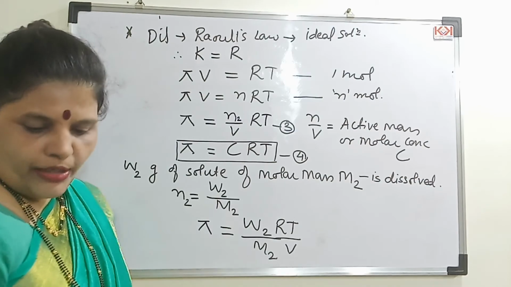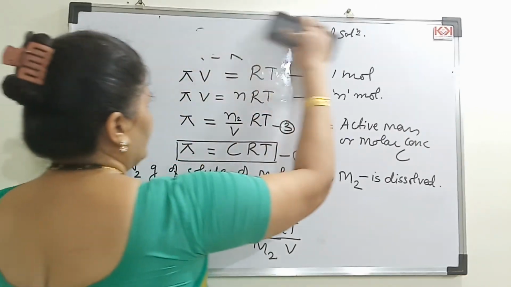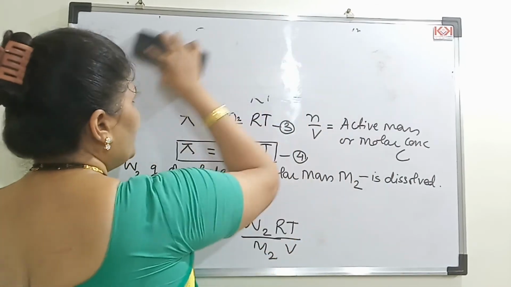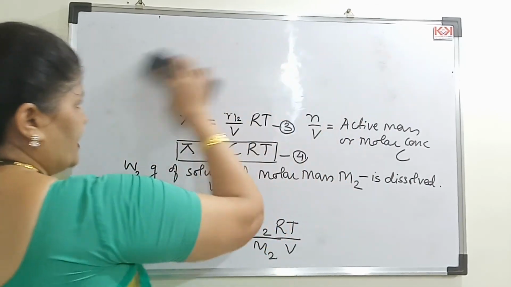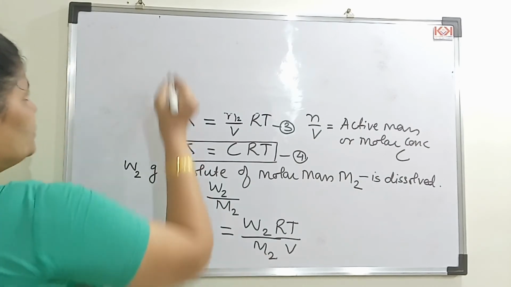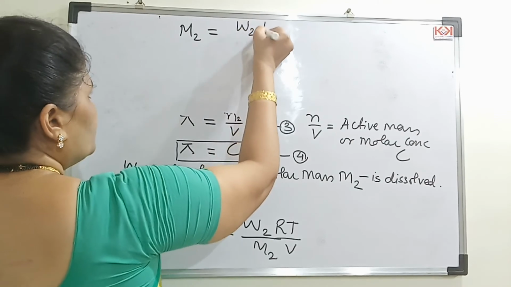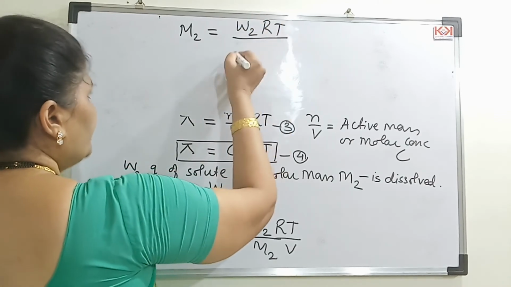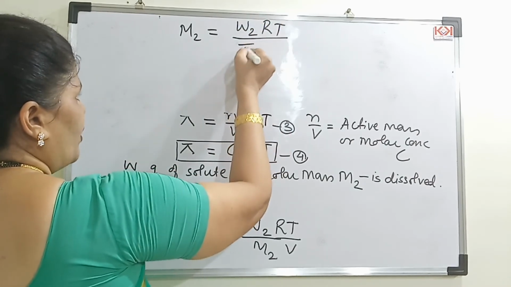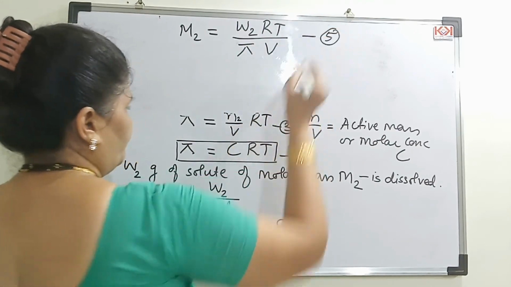You know that osmotic pressure is a colligative property, and colligative properties are used to calculate the molar mass of solutes. So I will just reframe this equation. I will bring this M2 to this side. So I will get M2 is equal to W2 RT upon, here, osmotic pressure into volume. So this is equation 5.